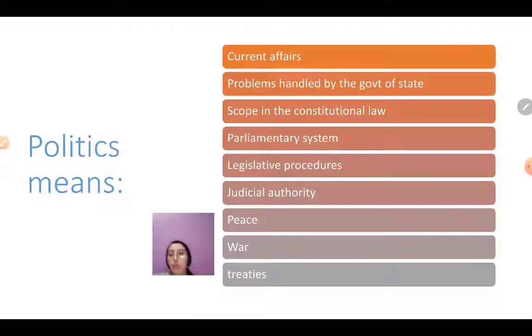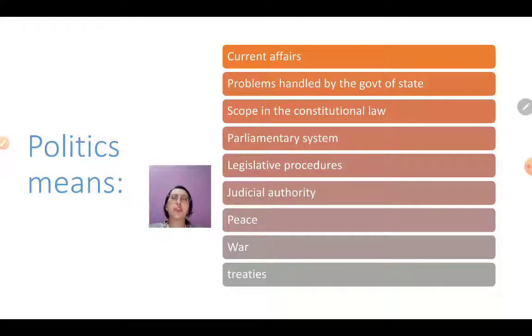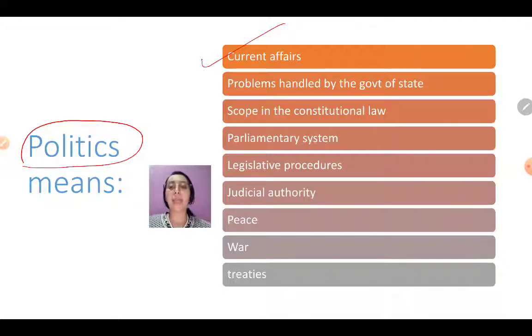Now, we are talking about politics and political science. So let me be clear, what is politics? Politics is like current affairs. Current affairs means whatever is happening now in the present situation, or problems handled by the government. Every now and then we have different problems arising. There are so many problems in the present scenario, like COVID-19, which is also a great problem, and problems are handled by the government of the state.